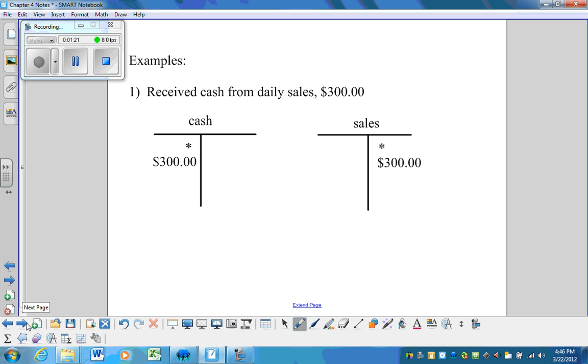Okay, so I want to show you something. You received cash from daily sales, $300. Cash has a normal debit balance, so you see the stars there. Your cash is going up, so it has to be on the left-hand side for $300. Now, instead of using capital, we're going to use sales. Sales increases your capital, so it has to be on the right-hand side. And it's increasing by $300, so I have to put the $300 on the right-hand side.